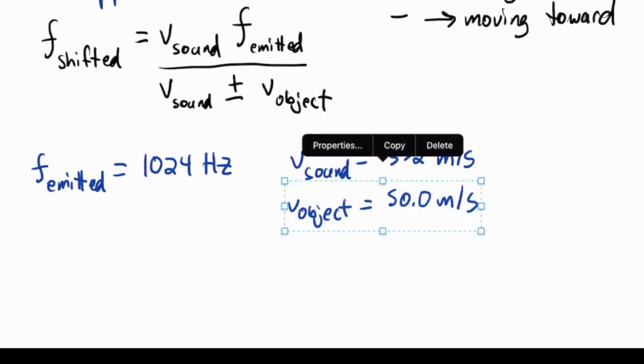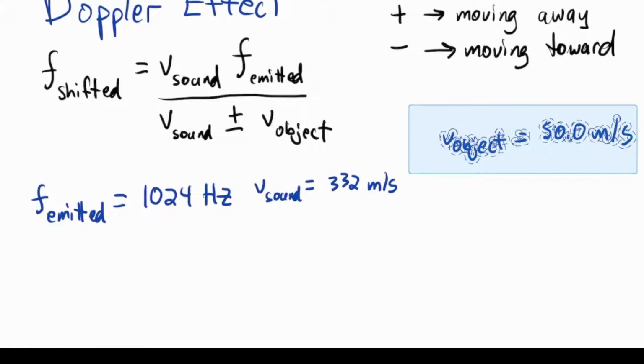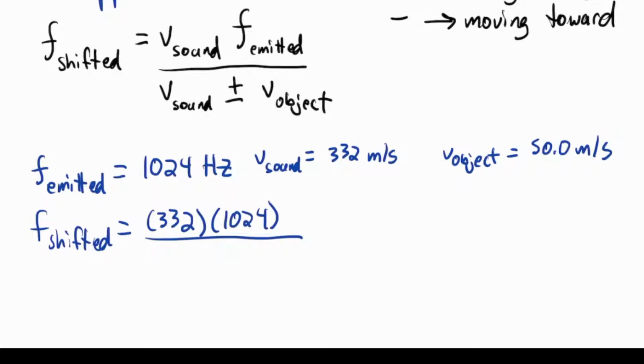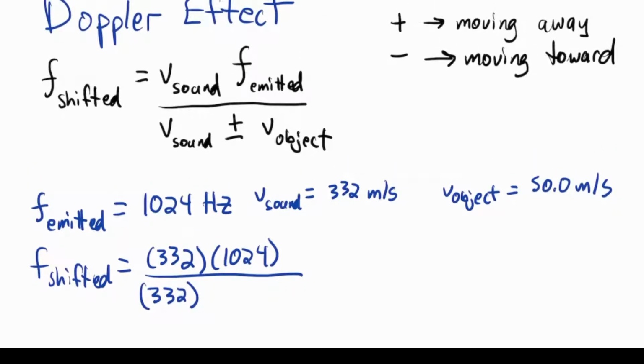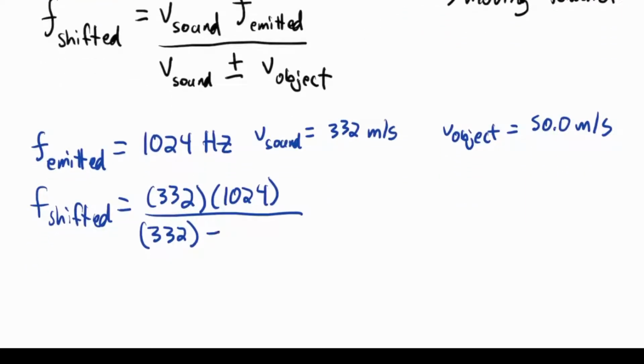I'm just going to move this out of the way, give myself a little more room to work. All right, let's work with our equation. F shifted is equal to the velocity of the sound, which is 332 meters per second at 0 degrees. The emitted frequency is 1024 hertz. Velocity of the sound is 332 meters per second. Are we going to add or subtract? We're going to subtract because the object is moving toward us. So subtract the velocity of the object, the object producing the sound. That's the car. These are all our pieces.